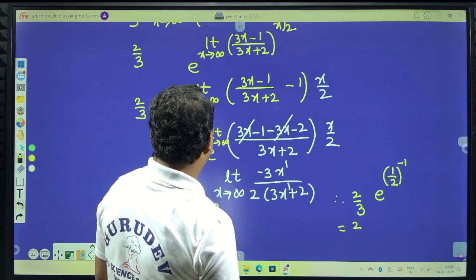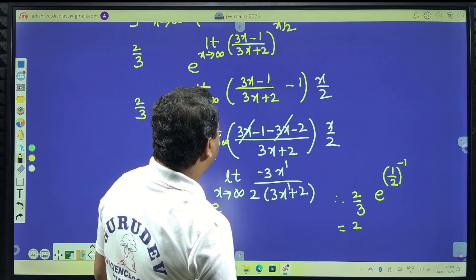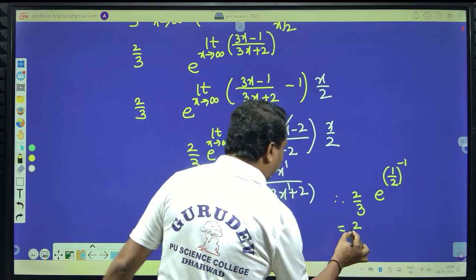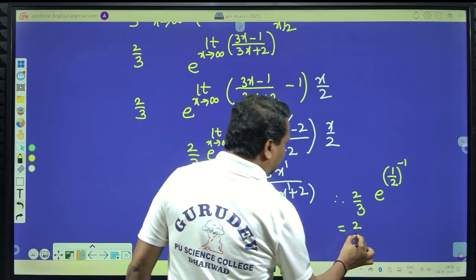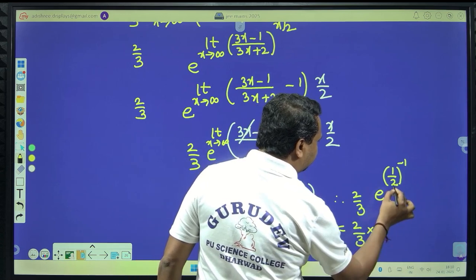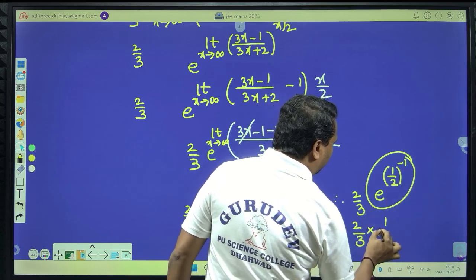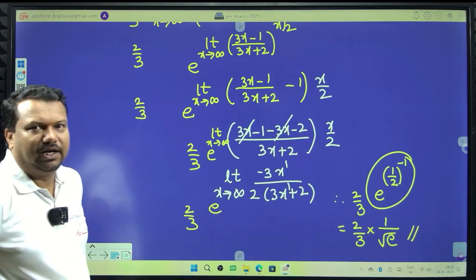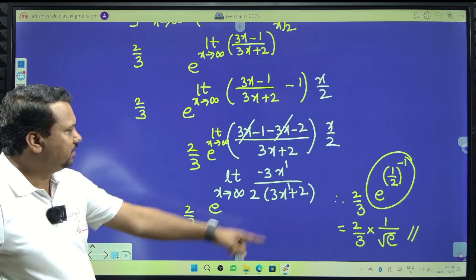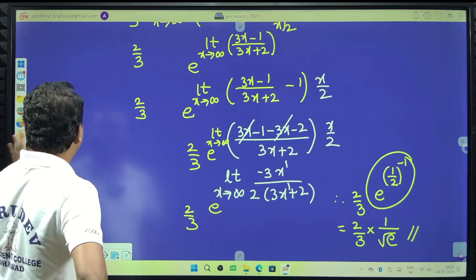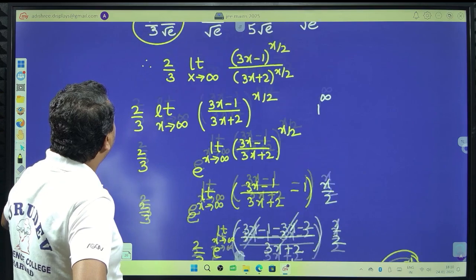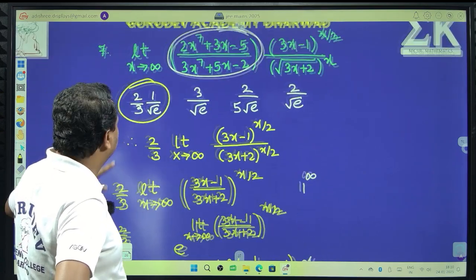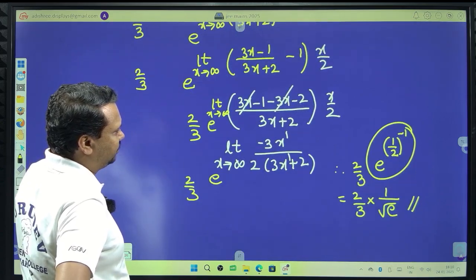In other words, my answer is 2 by 3, yes, absolutely right, 2 by 3 into, this we can write as 1 divided by e to the power plus 1 by 2, which is nothing but 1 divided by root e. Done. I think what we had in step 1 is the same answer. Can you please check? Just verify. Yes, 2 divided by 3 into 1 by root e. Here also we have the same solution, 2 divided by 3 into 1 by root e.